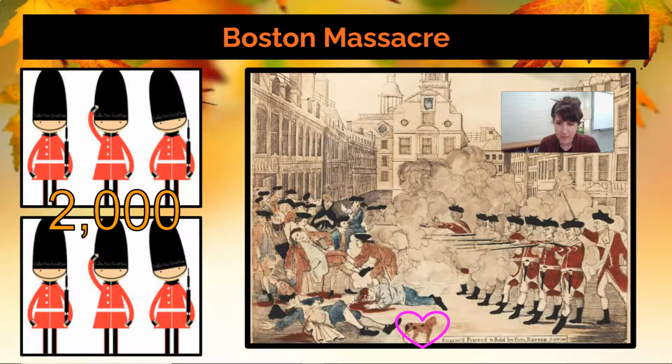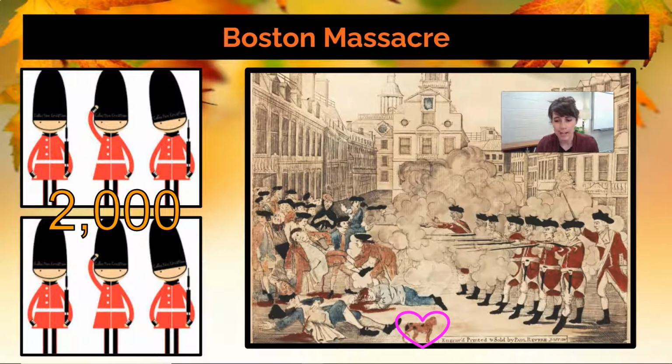And so there's about 60 people there when the soldiers open fire. And as a result, 6 were injured and 5 were killed. So 5 colonists were killed, 6 colonists were injured. With that, there is a very famous kind of martyr in this group.